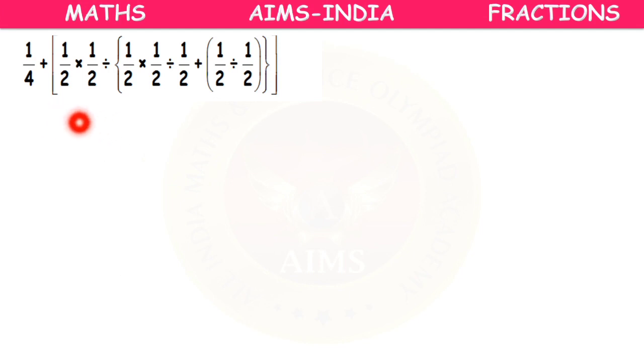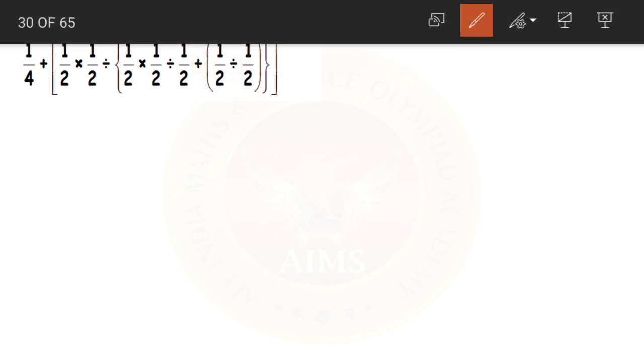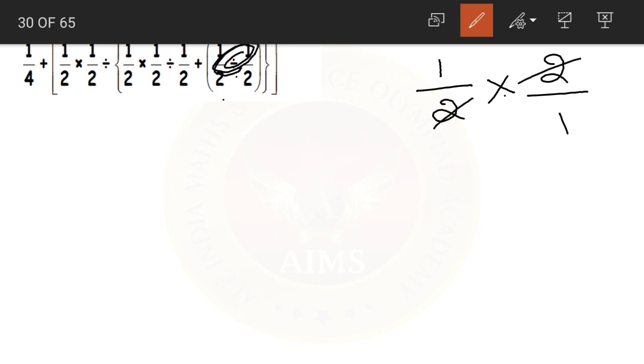Yes, here we are having brackets. If you remember what we learnt about brackets, first solve the parenthesis, then curly, then square, right? So first we need to solve whatever is in the parenthesis. Now 1 by 2 divided by 1 by 2 becomes what? Division becomes multiplication, and 1 by 2 becomes 2 by 1. Yes. Now 2 and 2 get cancelled. We are remaining with only 1 here.